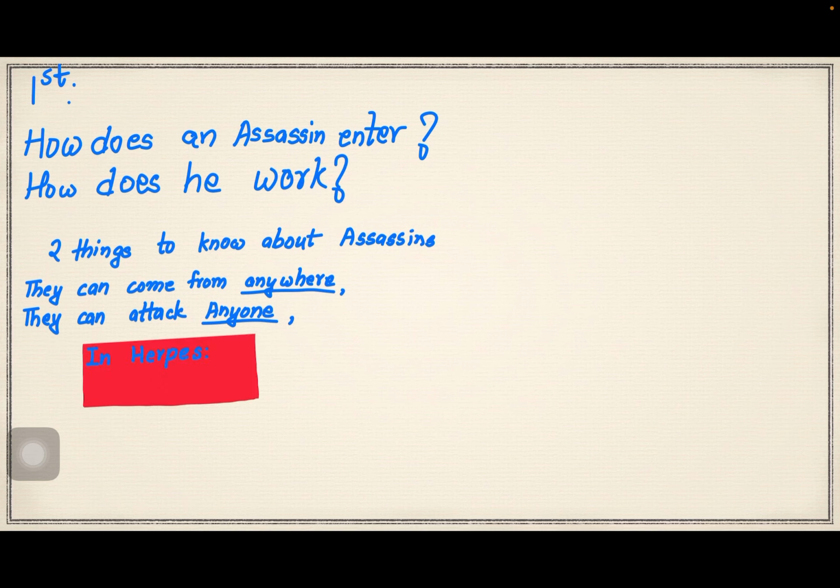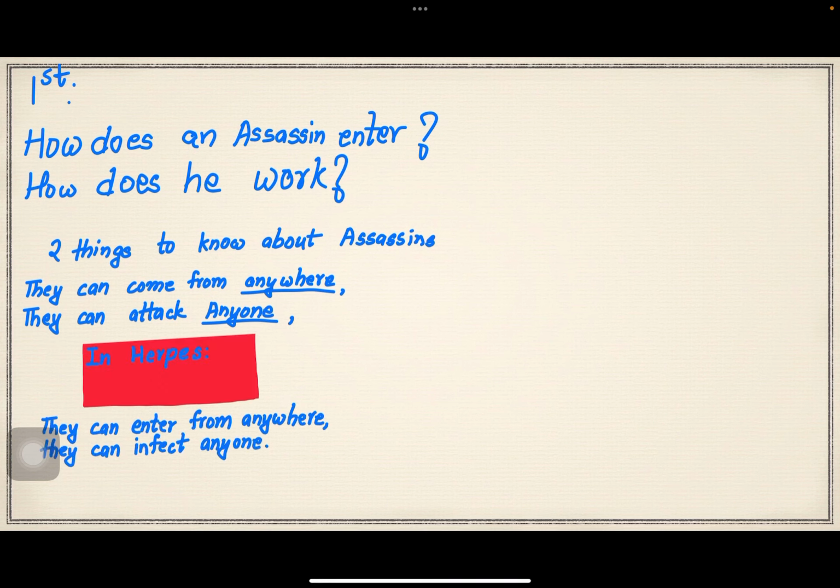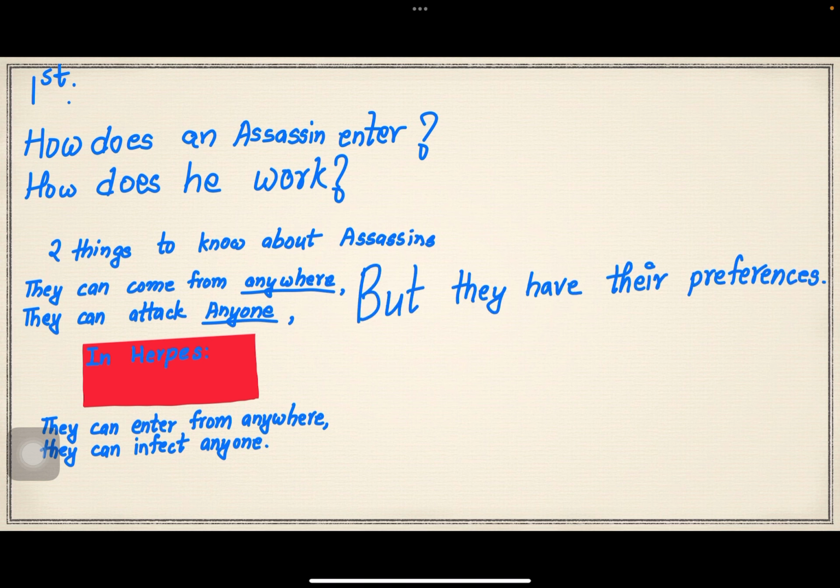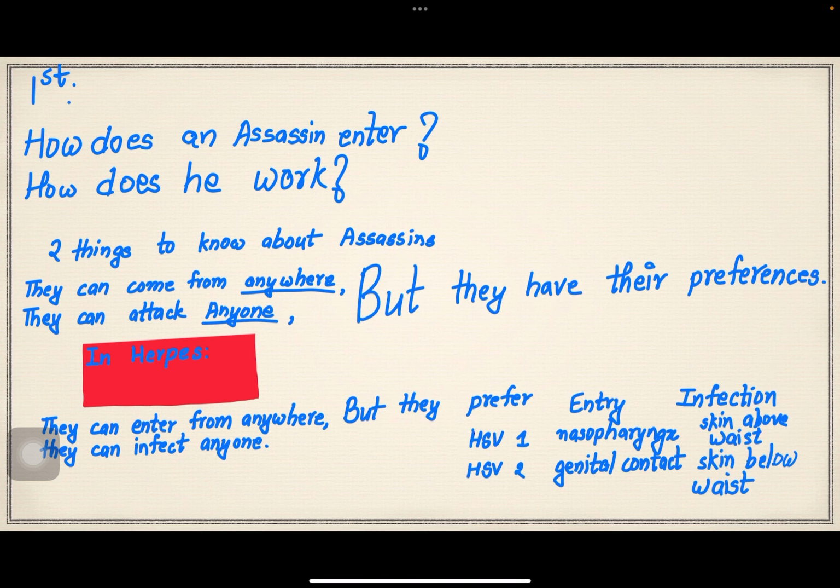How does this relate to herpes virus? Well, they can enter through any part of the body and they can attack anyone. But they have their preferences. Similarly, herpes also has its preferences. Like they can enter through nasopharynx or genital contact or through skin above the waist and skin below the waist for HSV1 and HSV2 respectively.